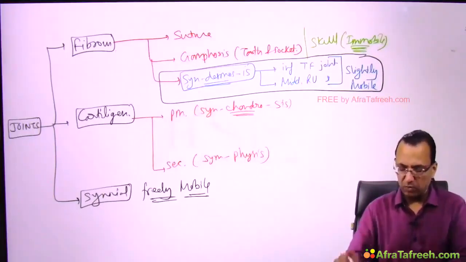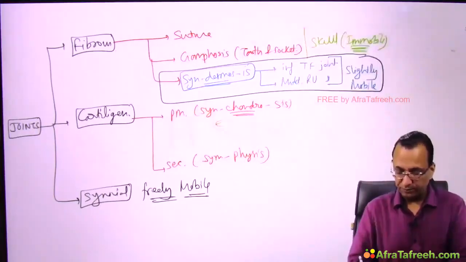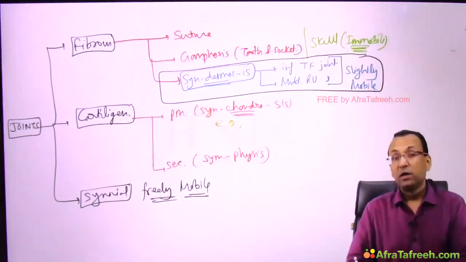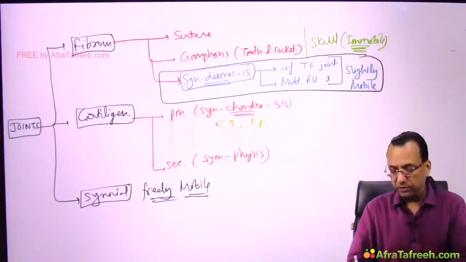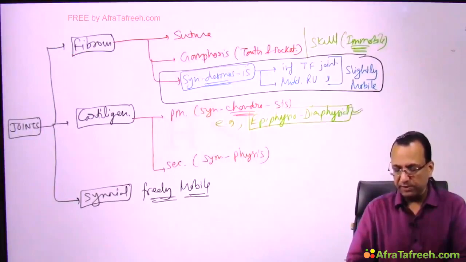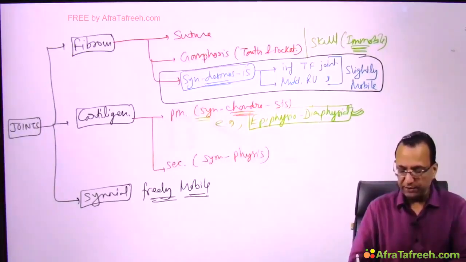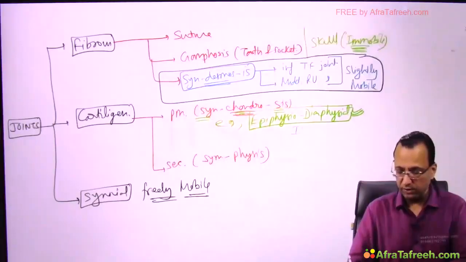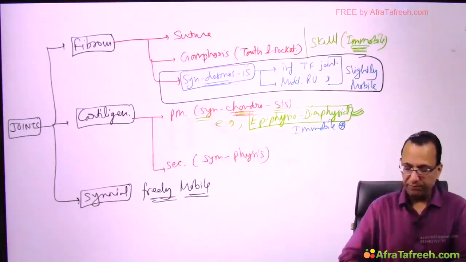synchondrosis, we have taken one example. It was the epiphyseal-diaphyseal joint. The epiphyseal-diaphyseal joint is a synchondrosis, fine. Is it moving? No, it is an immobile joint. Now, if the epiphyseal-diaphyseal joint is immobile, what about these secondary symphysis?